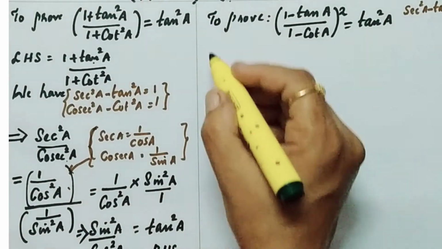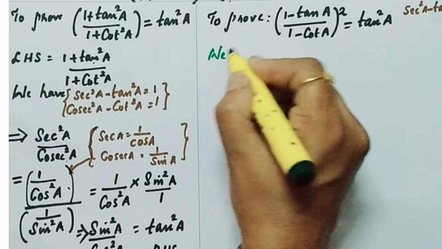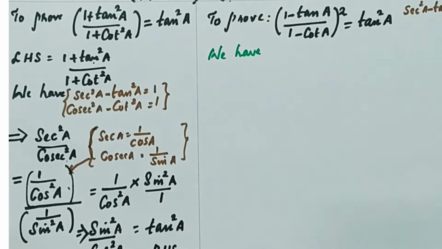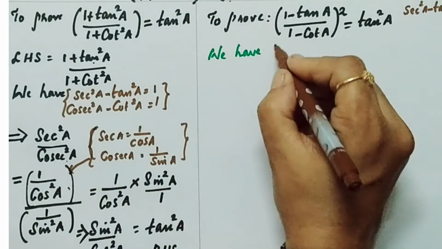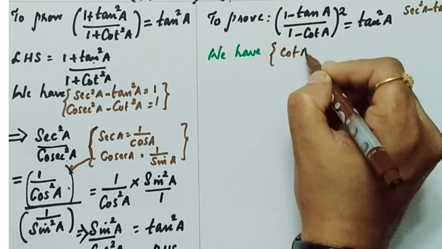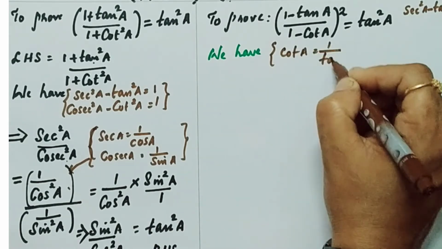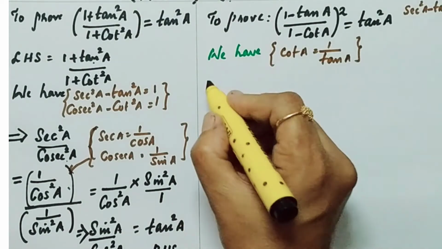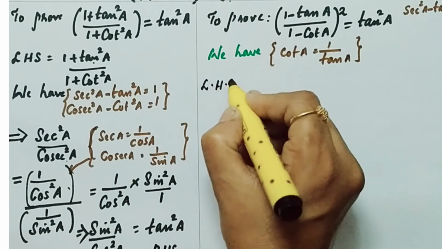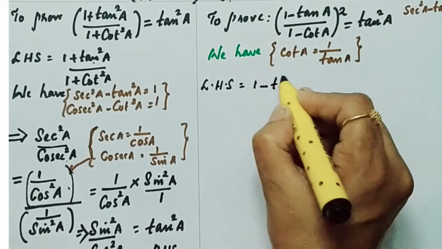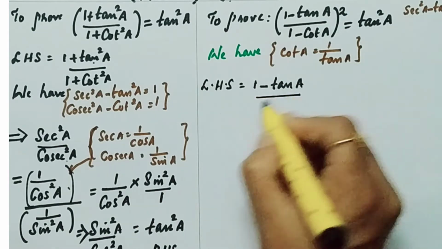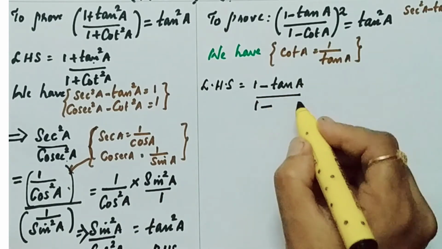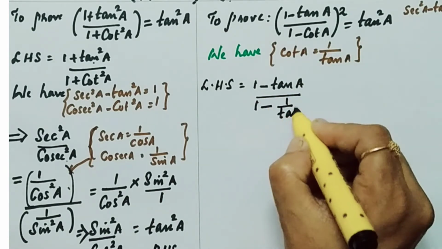In the second part I am going to apply the identity. I am going to apply the identity cot A as the reciprocal of tan A. Am I right? Cot A and tan A are reciprocal to each other. I am going to apply that in the given expression. So your LHS becomes equal to (1 minus tan A) divided by (1 minus cot A). Cot A can be replaced as 1 by tan A.